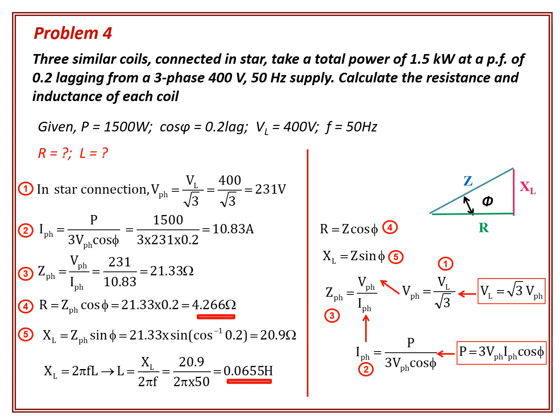The question is to calculate resistance and inductance of each coil. Resistance we got as 4.266 ohm. And for finding inductance, use the equation XL equal to 2 pi FL, and from this equation, L equal to XL by 2 pi F. Substituting XL as 20.9 and F as 50, we get L equal to 0.0655 Henry.